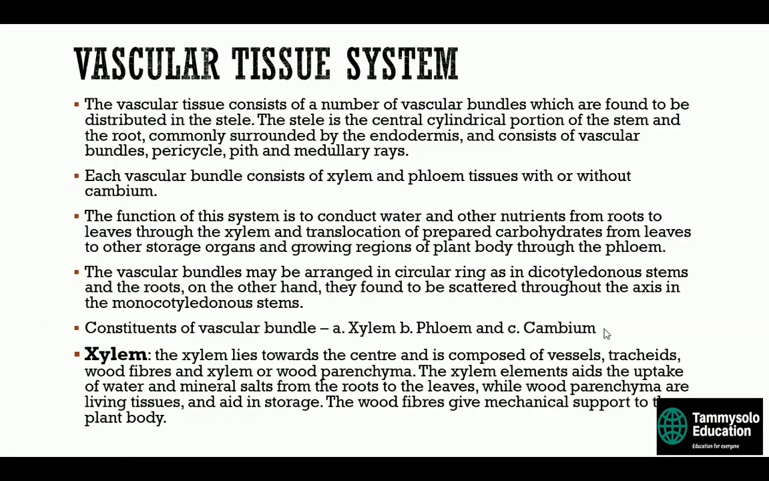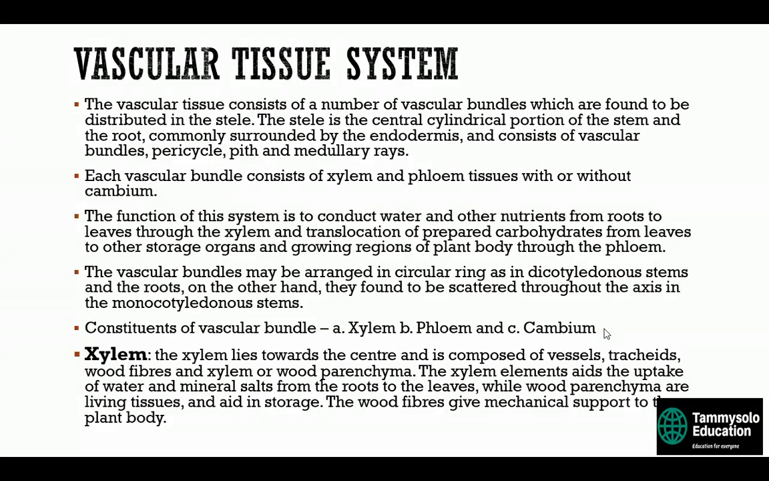The vascular tissue system. The third tissue system is the vascular tissue system, which consists of a number of vascular bundles which are found to be distributed in the stele. The stele is the central cylindrical portion of the stem and the root, commonly surrounded by the endodermis, and consists of vascular bundles, pericycle, pith, and medullary rays. That makes up the stele.